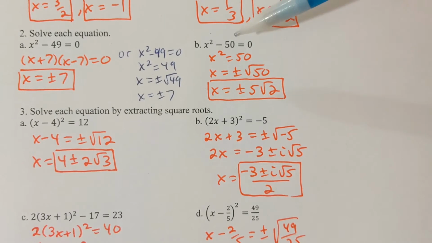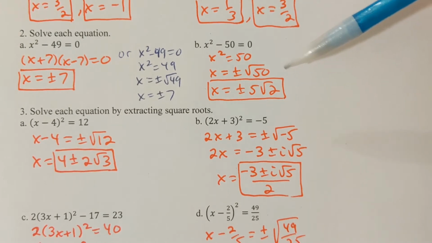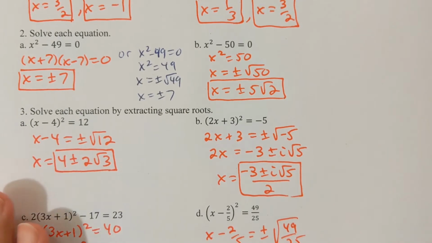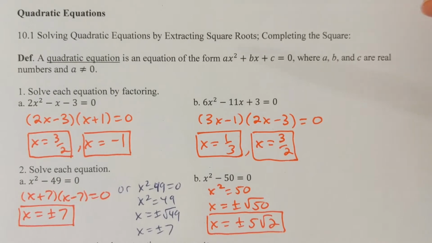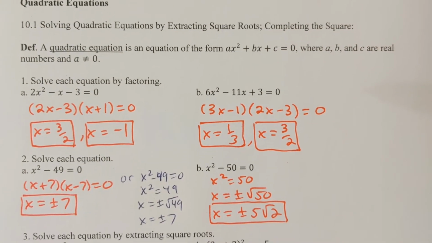Now, if we look at part B, it would not be easy to factor x squared minus 50 on the left, because 50 is not a perfect square. In other words, there's no counting number such that when you square it, you get 50, okay, like we saw over here with it being 49. So there's another method that we'll want to know, which is called extracting square roots, or sometimes we just call it the square root property.